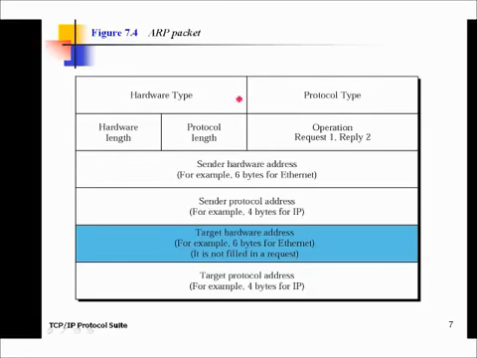ARP packet. This figure shows ARP packets. The fields are as follows. Hardware type. This is a 16-bit field defining the type of the network on which ARP is running. Each LAN has been assigned an integer based on its type. For example, Ethernet is given the type 1. ARP can be used on any physical network.